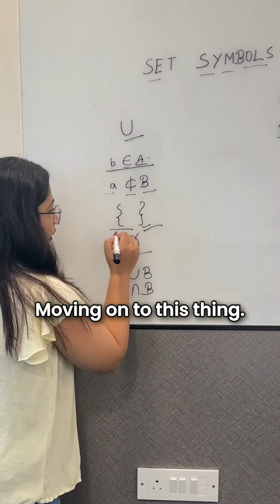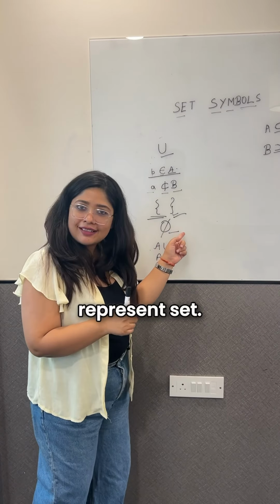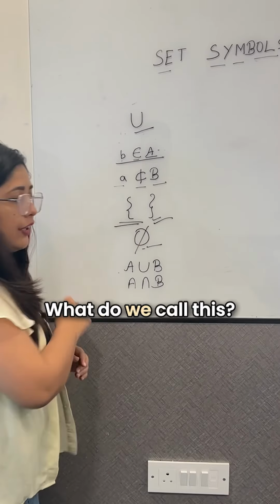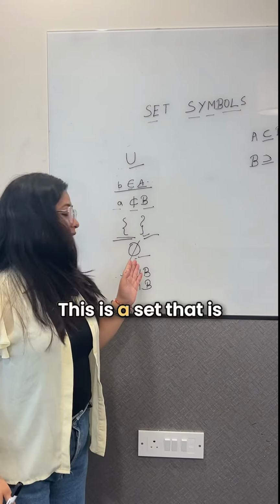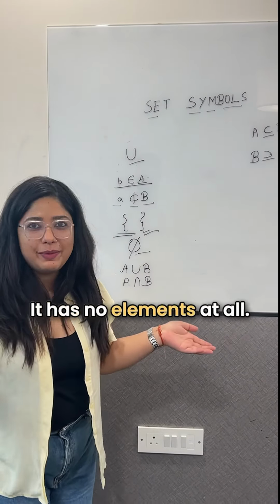Moving on to this thing. So yeah, you all know this. These are the curly brackets that represent a set. What do we call this? Null set. This is a set that is completely empty. It has no elements at all.